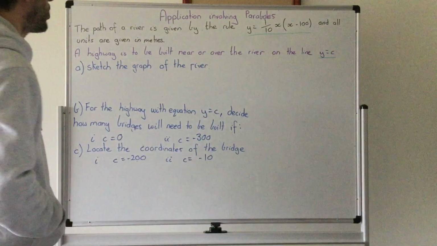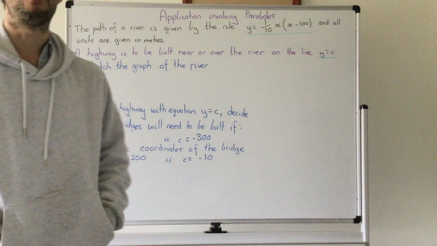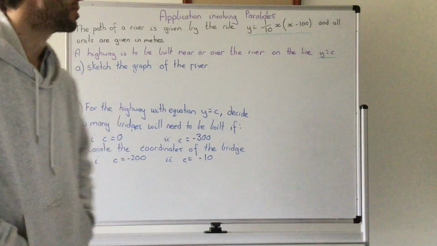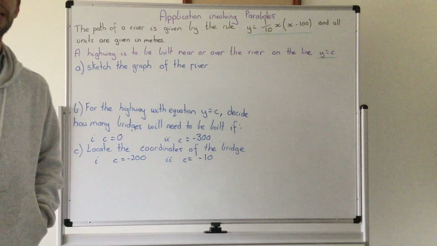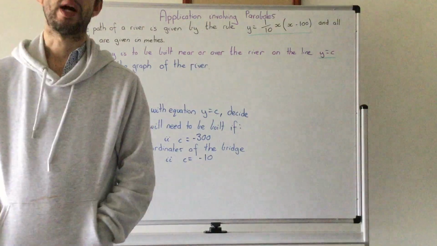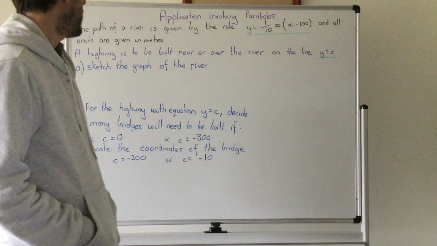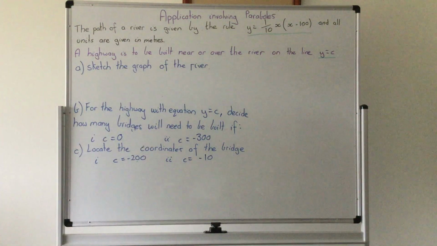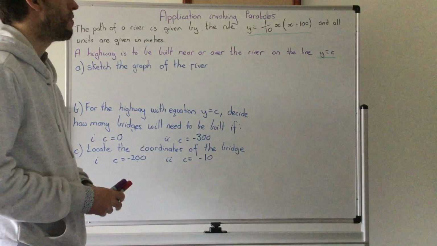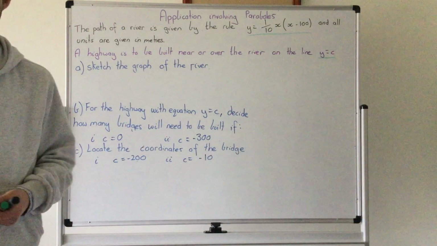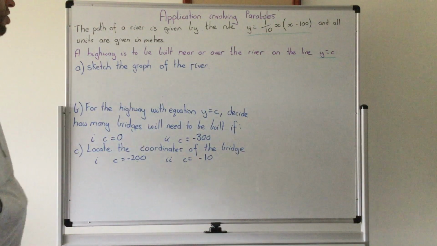So we are going to be looking at an application-based problem which involves parabolas. The path of a river is given by the rule y equals 1/10 x (x − 100), and all units are given in meters. A highway is to be built near or over the river on the line y equals c. You can sketch the graph of the river.